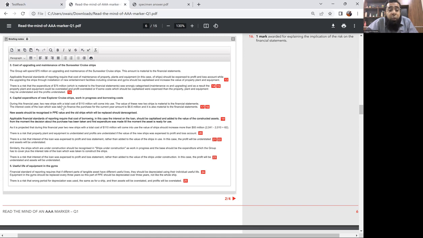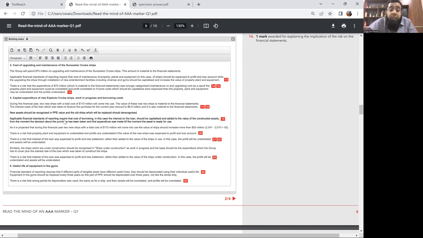During this financial year, 2 new ships with a total cost of $110 million will come into use. The value of these 2 new ships is material to the financial statement. The interest cost of the loan, which was taken to finance the purchase for the current year, amounts to $6.6 million, and this is also material to the financial statement. New assets should be recognized as property, plant, and equipment, and the old ships which will be replaced should be de-recognized.